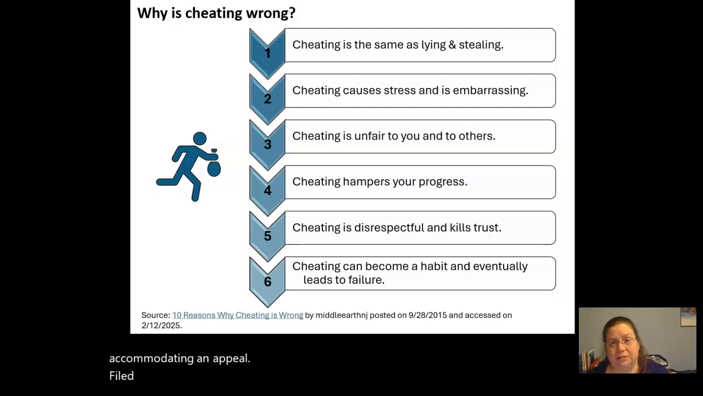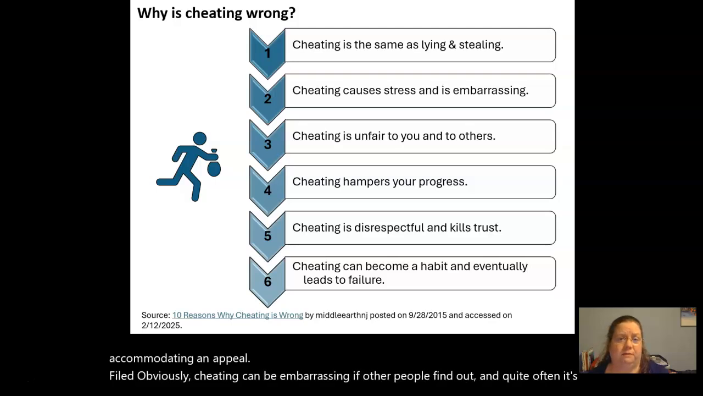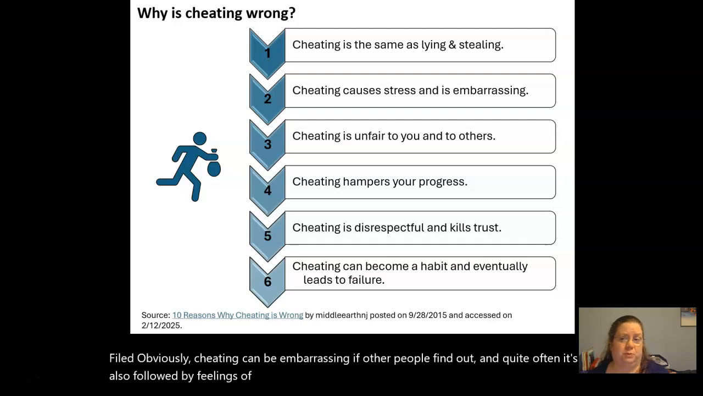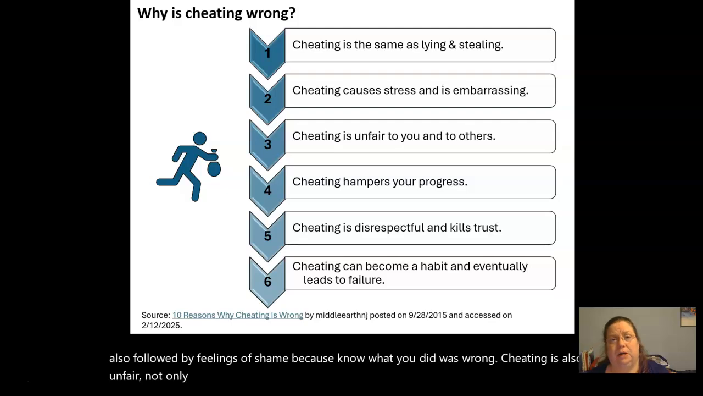Obviously, cheating can be embarrassing if other people find out, and quite often it's also followed by feelings of shame because you know what you did was wrong. Cheating is also unfair not only to you but to others as well.